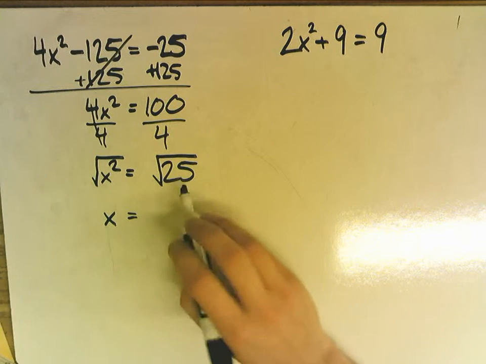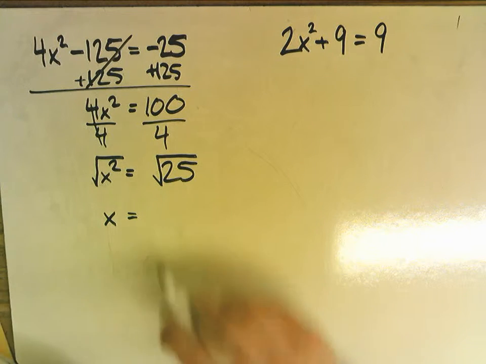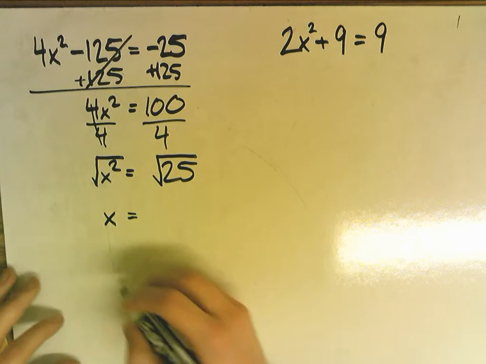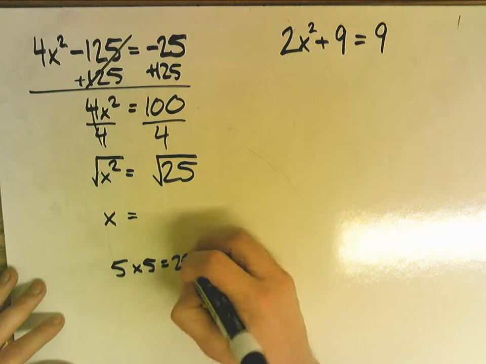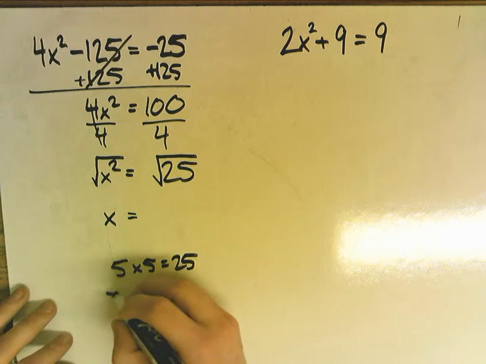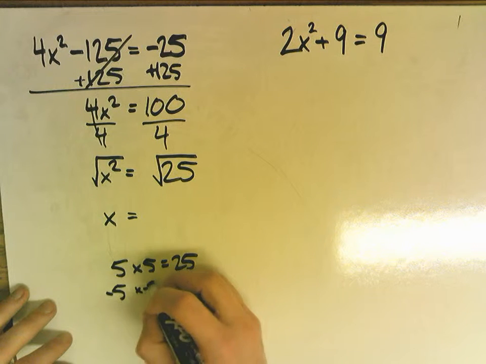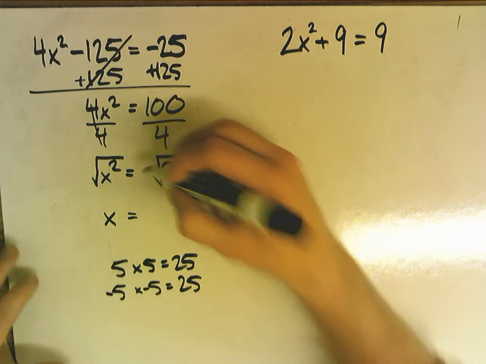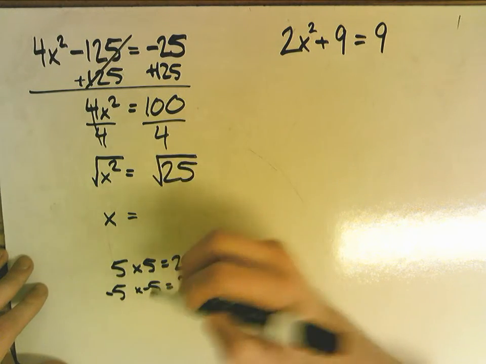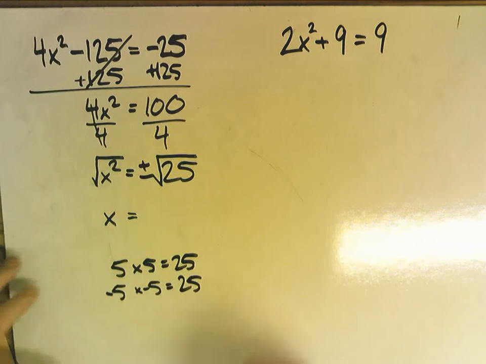Now, the question right here is, what is the square root of 25? We know that 5 times 5 gets us 25. But we also have negative 5 times negative 5 gets us 25. So we have to account for both the positive and negative variations. So right from the beginning, when we add that square root, we're going to add a plus or minus to the front of it.